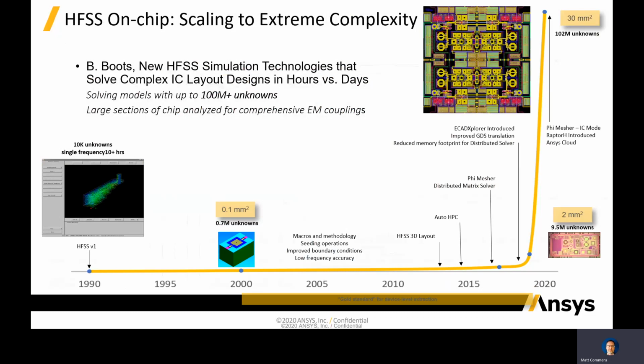solve very large and very complex sections of an RFIC, solving up to over 100 million matrix unknowns. That's really amazing. 100 million matrix unknowns is a phenomenally large simulation, and it can be achieved with the distributed memory matrix solver.